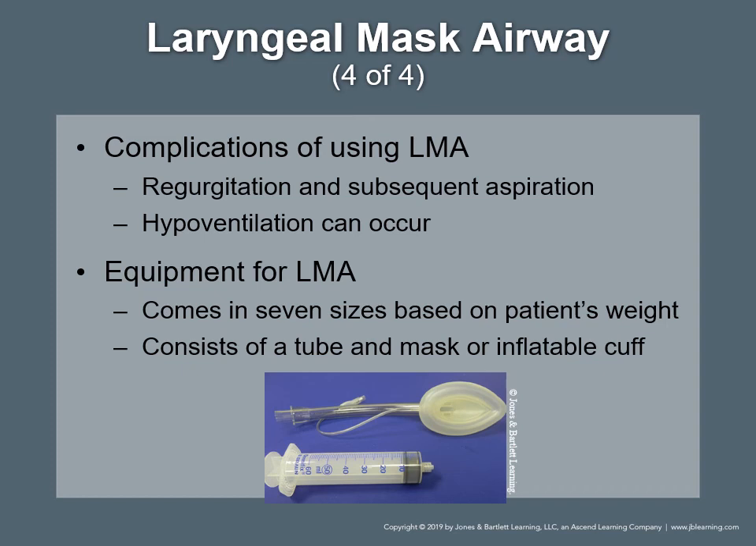Equipment for the LMA comes in 7 sizes based on the patient's weight. It consists of a tube and the mask or inflatable cuff. The cuff provides a collar designed to position the opening of the tube at the glottic opening when inflated. Two vertical bars are present at the opening of the tube. The cuff has a one-way valve assembly and should be inflated with a predetermined volume of air.